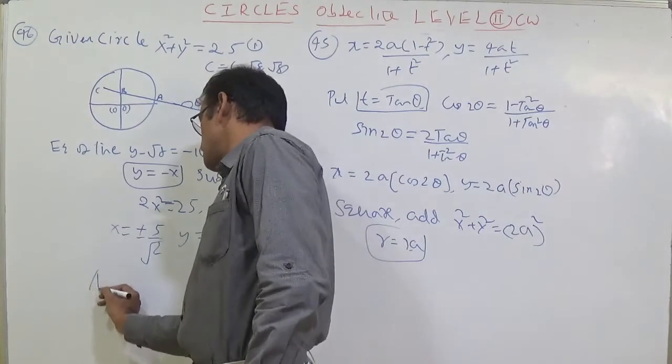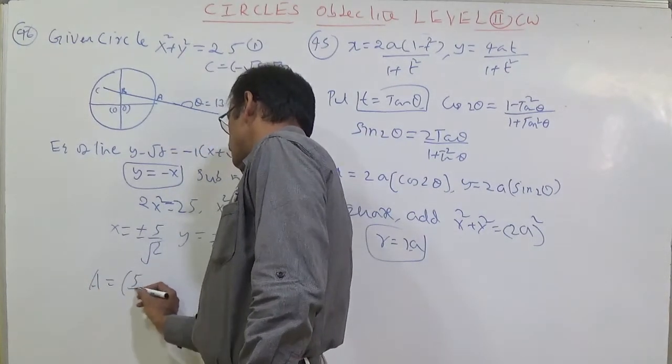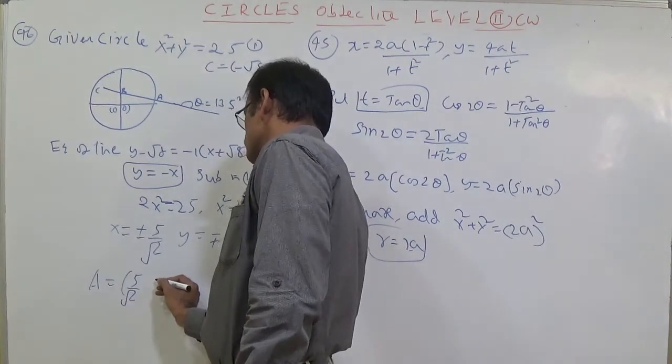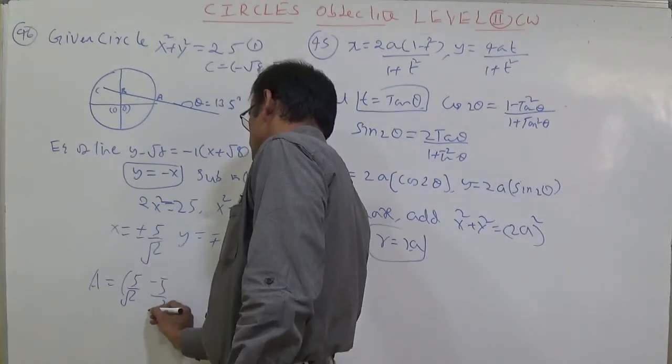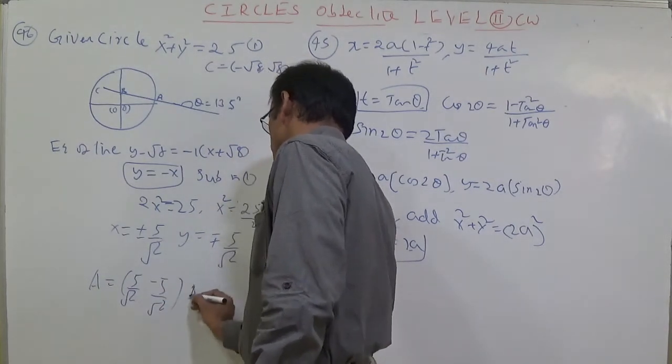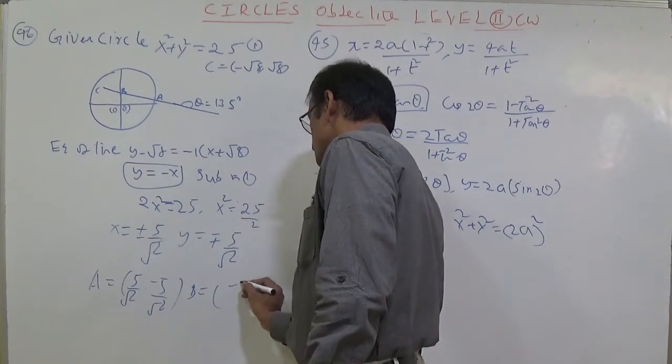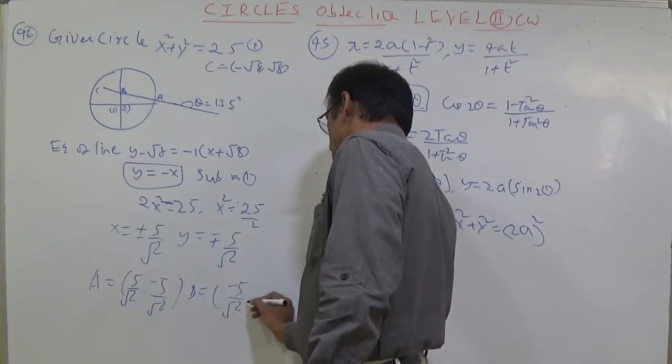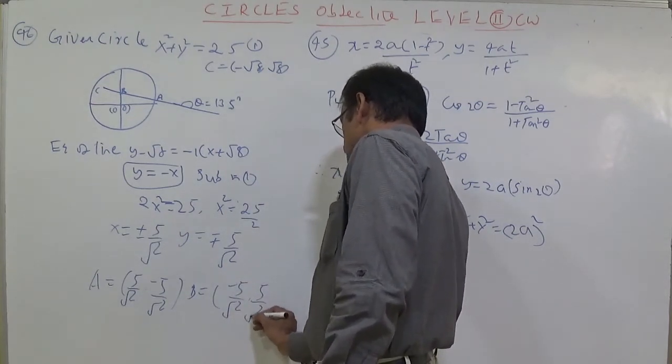Therefore, I am writing here: A is equal to 5 by root 2 comma minus 5 by root 2. B is equal to minus 5 by root 2 comma 5 by root 2.